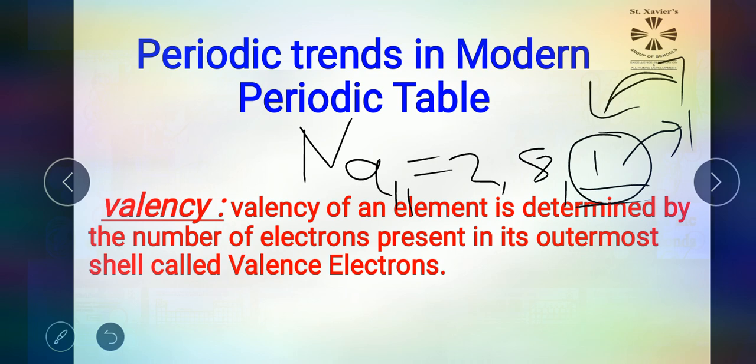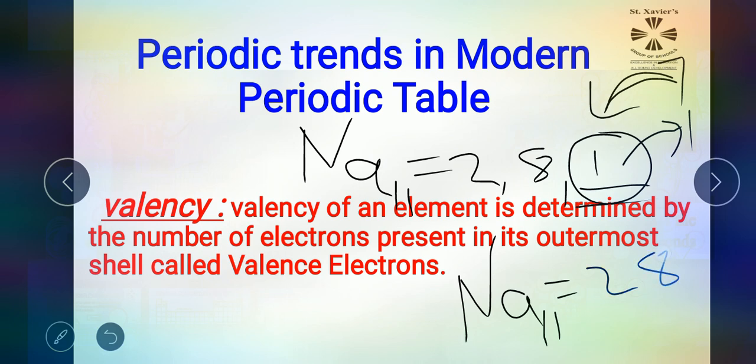Sodium, to be stable, either will have to take 7 electrons from somewhere, or release 1 electron. So students, it is easy to leave 1 electron, it is difficult to search for 7 electrons. 7 is greater than 1, so 1 is easy to release, and that's why sodium will release 1 electron. When it releases 1 electron, its electronic configuration will become 2, 8.